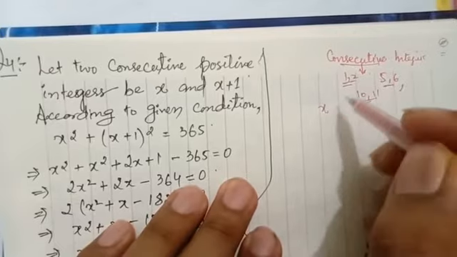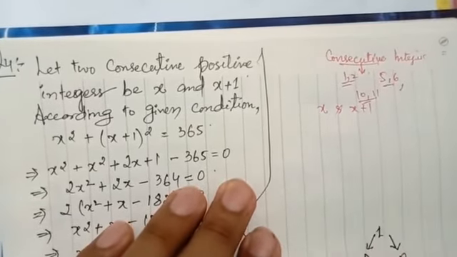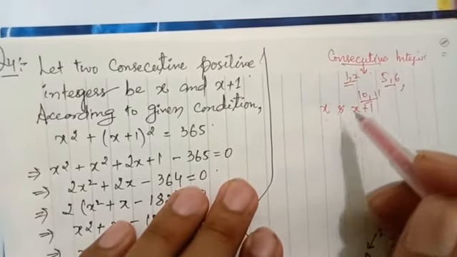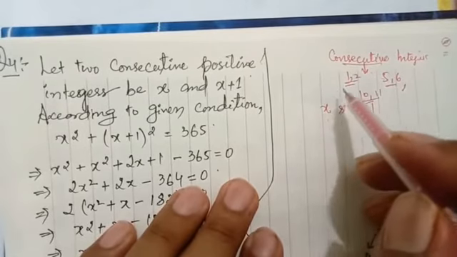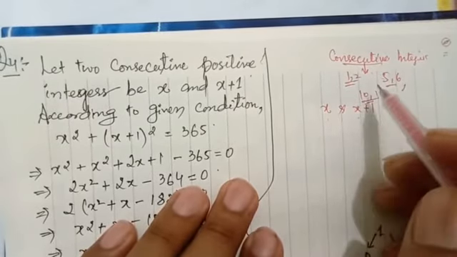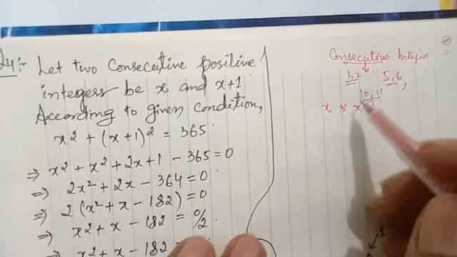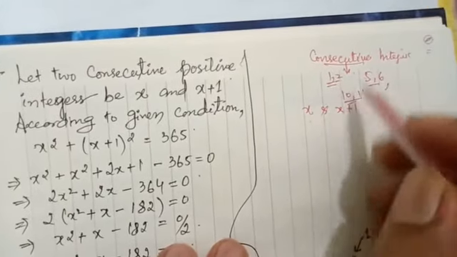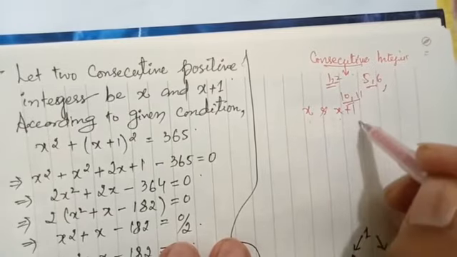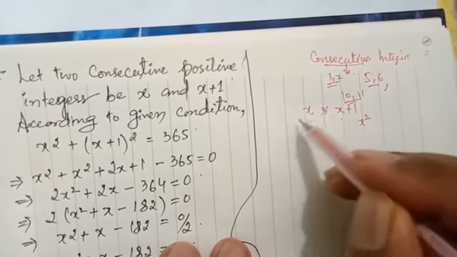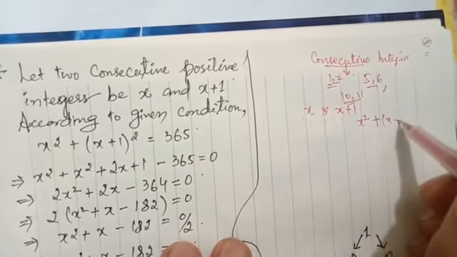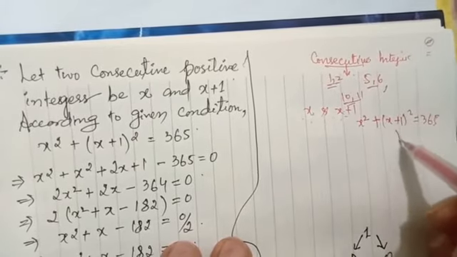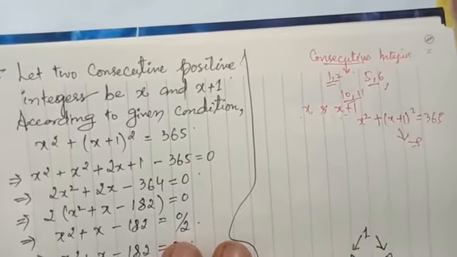If x is one number, the other number will be x plus 1. So I can write, let the two consecutive positive integers be x and x plus 1. According to the given condition, the sum of the squares of these two numbers is 365. So the square of this number, x square, plus x plus 1 whole square, the square of the other number, is equal to 365. Then I can solve the equation and find the value of x.